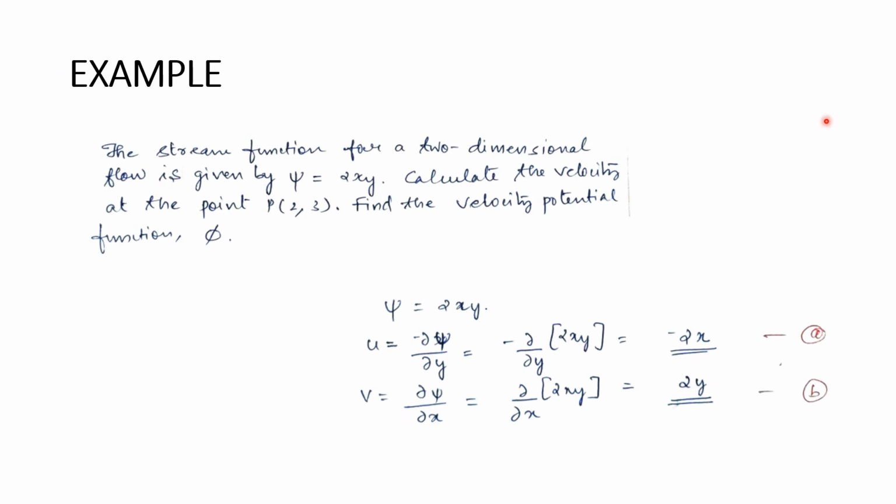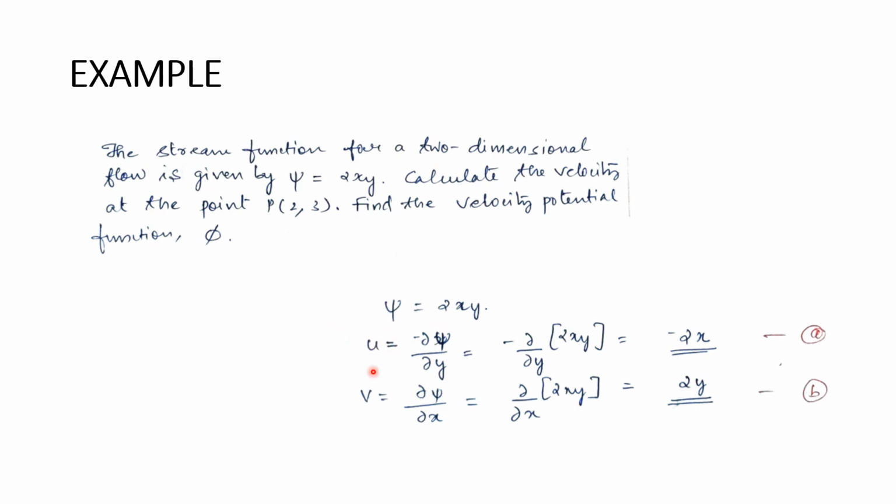The stream function for a two-dimensional flow is given by psi is equal to 2xy. Calculate the velocity at the point P (2, 3). Find the velocity potential function phi also. So in this problem, the stream function for a two-dimensional flow is given by psi is equal to 2xy, and you are asked to find the velocity at the point 2, 3. Psi is equal to 2xy.